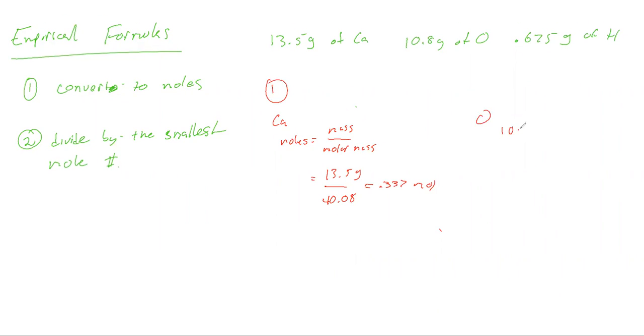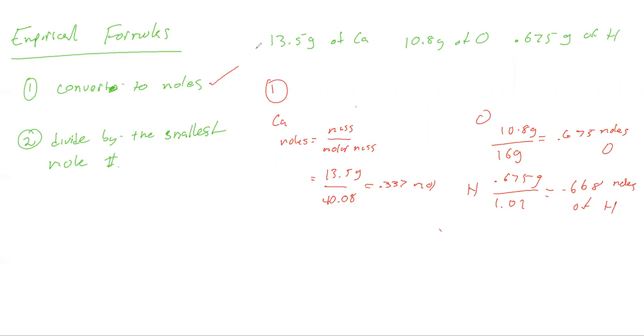Then we want to do it for oxygen. For oxygen, we have 10.8 grams of oxygen divided by 16 grams per mole of oxygen, and we find that we have 0.675 moles of oxygen. And finally, we have to convert our hydrogen into moles. We have 0.675 grams of hydrogen divided by the molar mass of hydrogen, which is 1.01, and that gives us a grand total of 0.668 moles of hydrogen. So step one is complete.